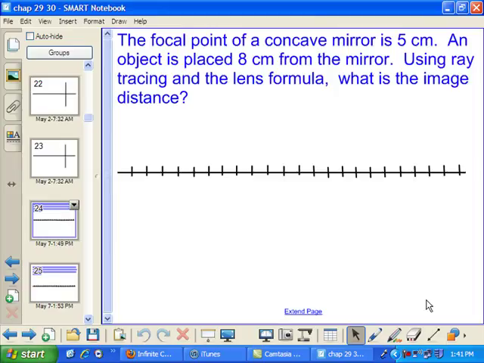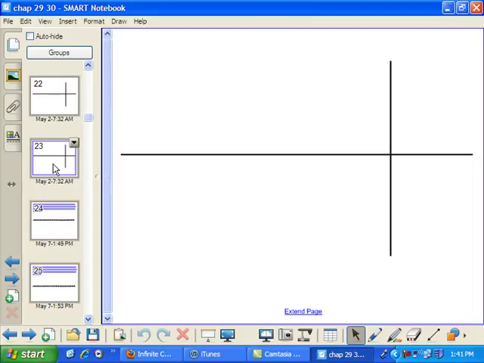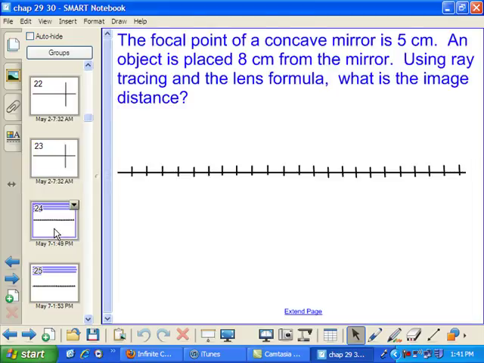It says the focal point of a concave mirror is 5 centimeters. An object is placed 8 centimeters from the mirror. Use ray tracing and the lens formula. What is the image distance? Now when you do this, remember, you only have to do that because you have a ruler. The reason mine has all the little lines on it is because I don't have a ruler that goes on here. So the lines are my ruler. You just have to make basically a cross.